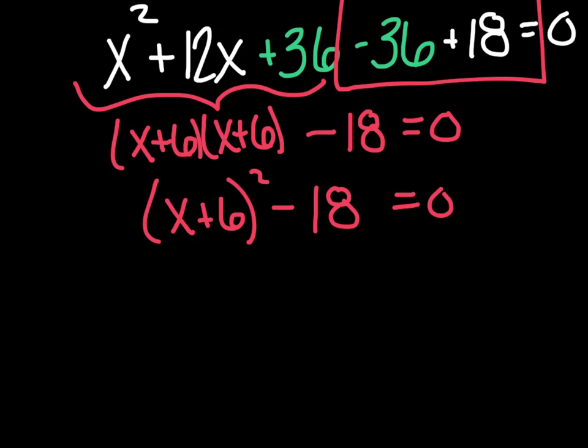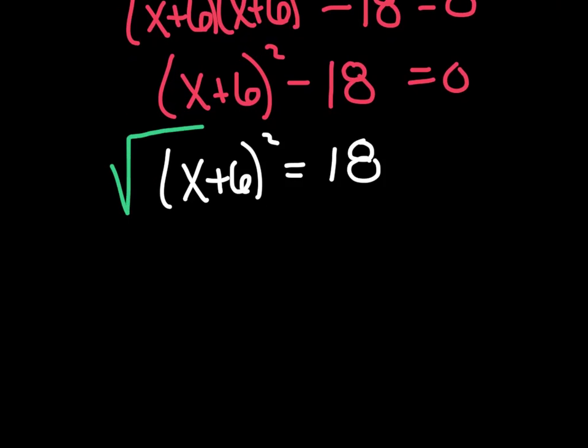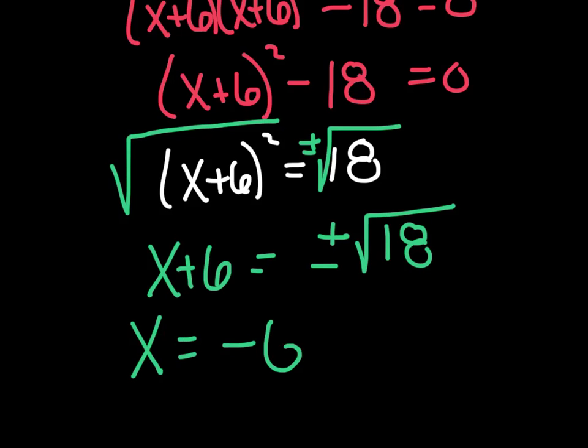But that's not the question again. We want to get x by itself. So same two moves, just move that 18 over. So I'm going to get x plus 6 squared equals 18. All right, now what do we do to both sides? Take that square root. Yep, you got it. And don't forget the plus minus. So x plus 6 equals plus or minus radical 18. Lastly, I'm going to subtract that 6 over, and I'm going to say x equals, put it in front, negative 6 plus or minus radical 18.